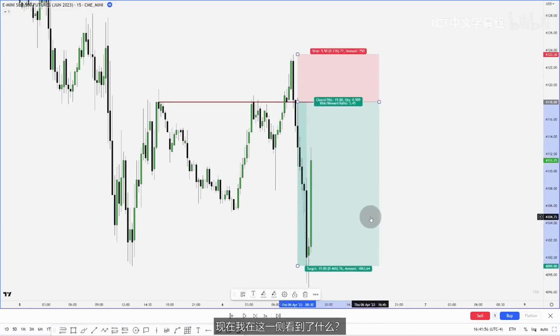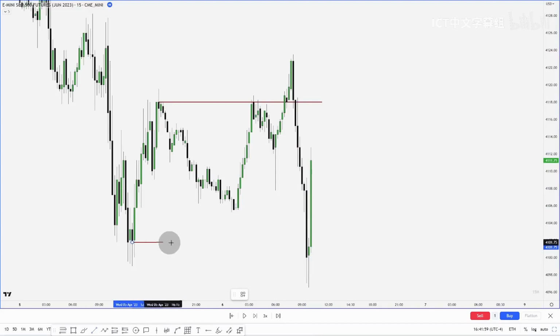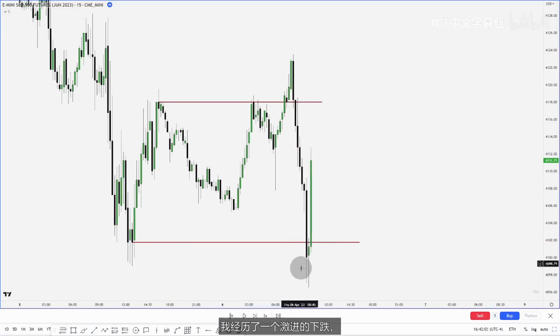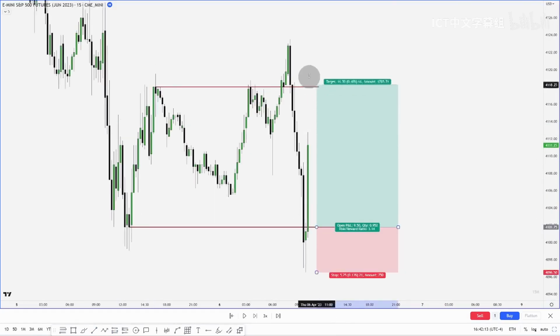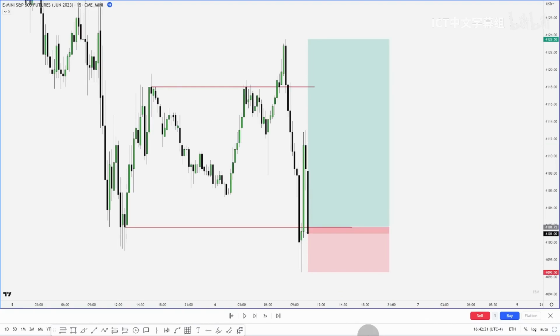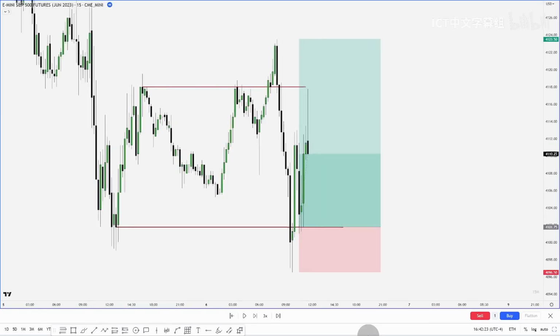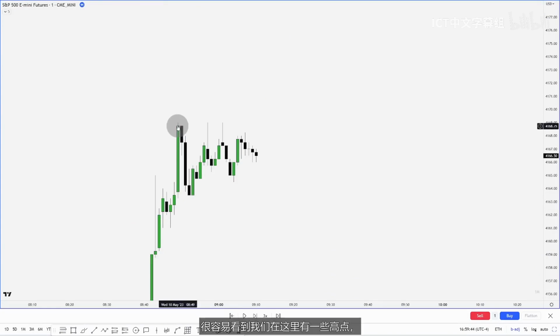Now what do I see on this side? Well, I just had a low. I had an aggressive move below, back into the range. So now I would want to see price reach back down to this previous low, then go reach for the other side. So let's see what happens. And there we go.